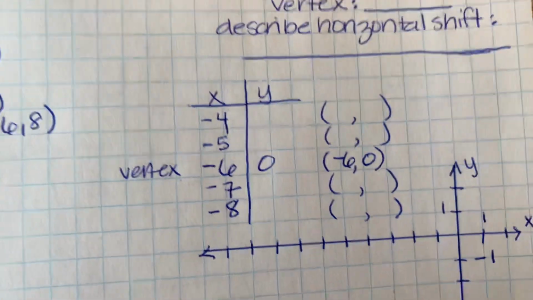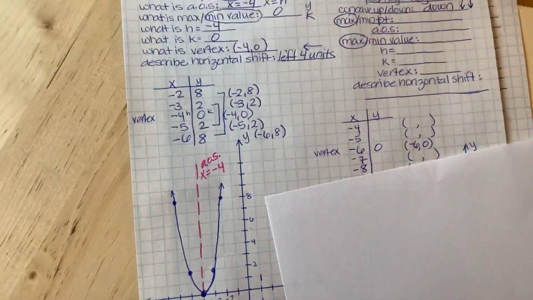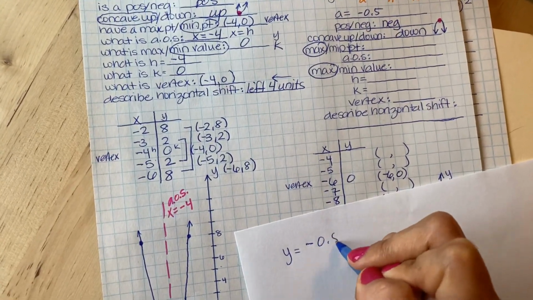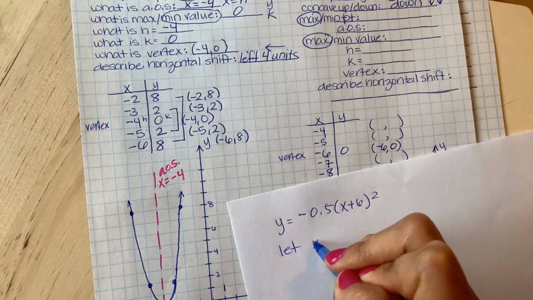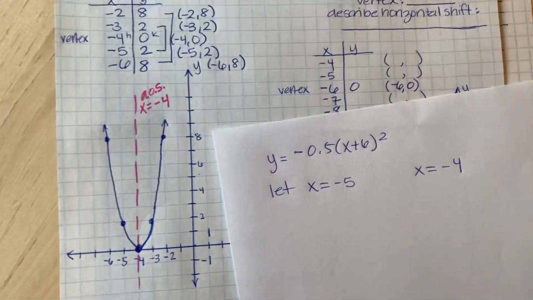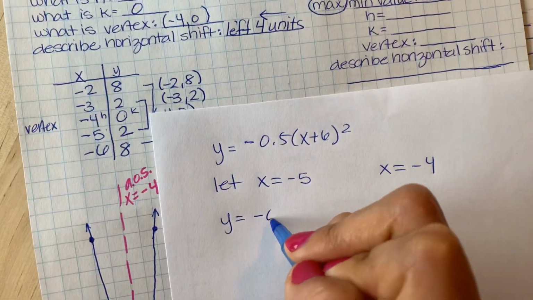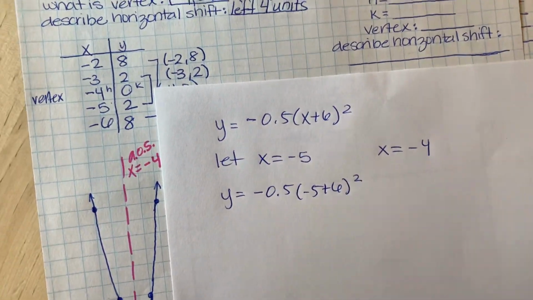Okay, so let's go ahead and substitute. So let me just bring it up so I can see what I'm actually doing. y is equal to negative 0.5 times (x plus 6) squared. So I'm going to let x equal negative 5, and I'm going to let x equal negative 4. Now I can do the math. So if I substitute, negative 0.5 times (negative 5 plus 6) squared, right?